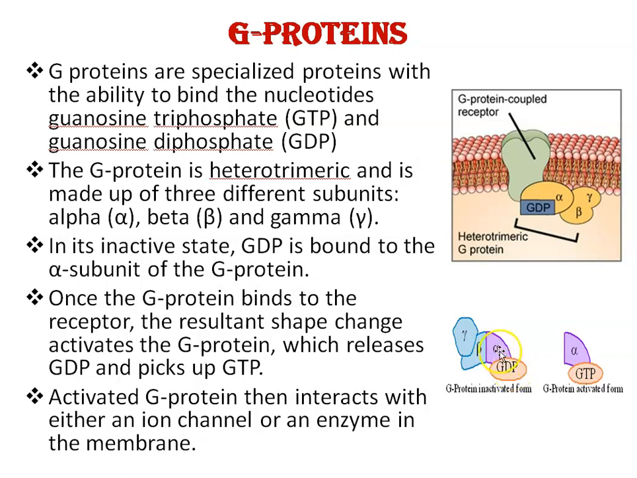GDP is bound to the alpha subunit of G protein, right? Once G protein binds to the receptor, the resultant shape change activates the G protein, meaning it releases GDP and picks up GTP. When GTP binds to the alpha subunit, this form of G protein is called the activated form, right? And this activated G protein then interacts with either an ion channel or an enzyme in the membrane.